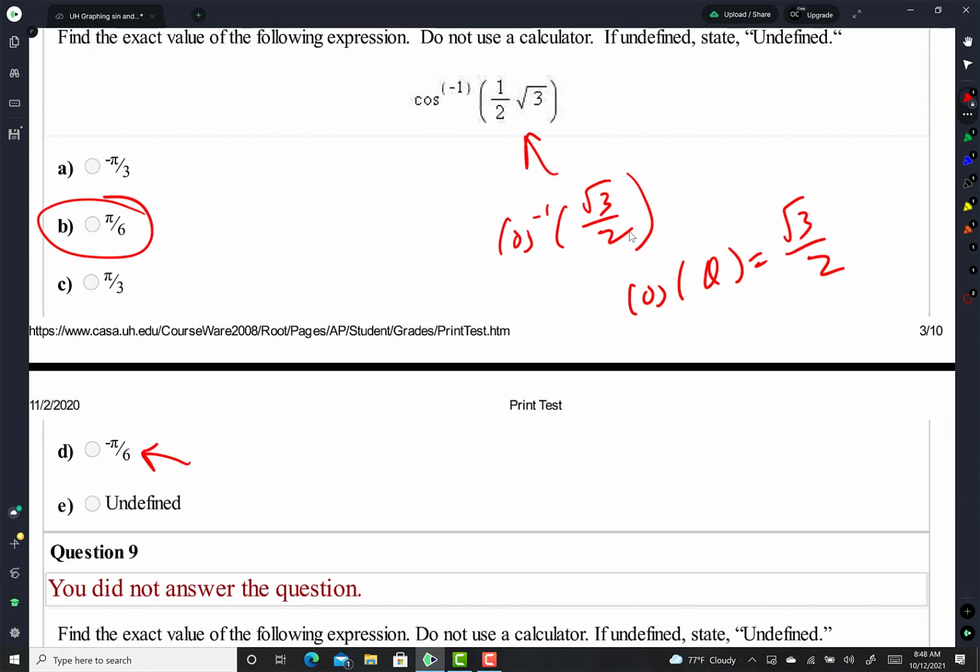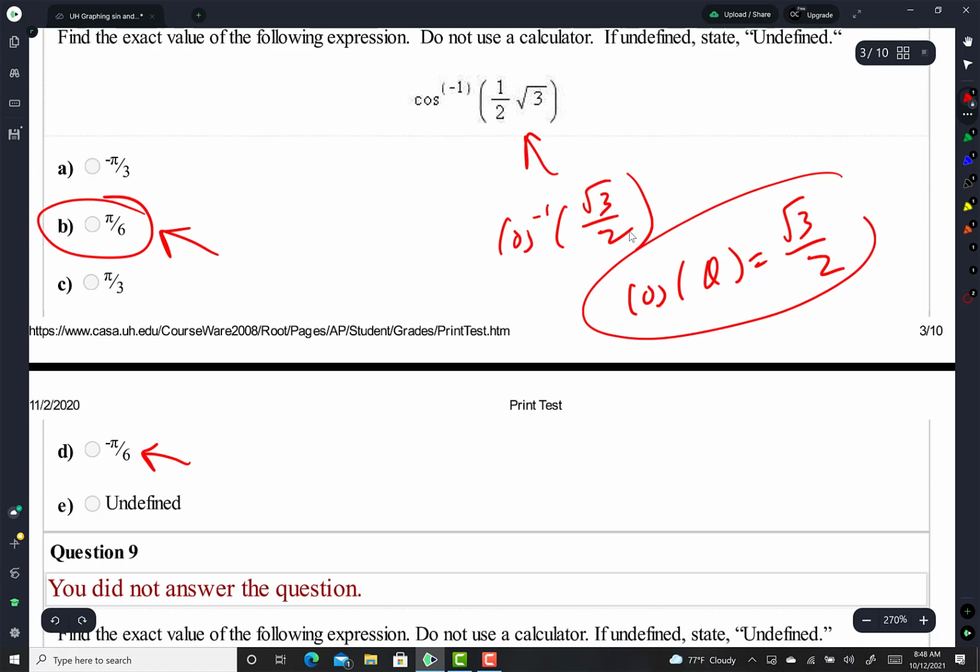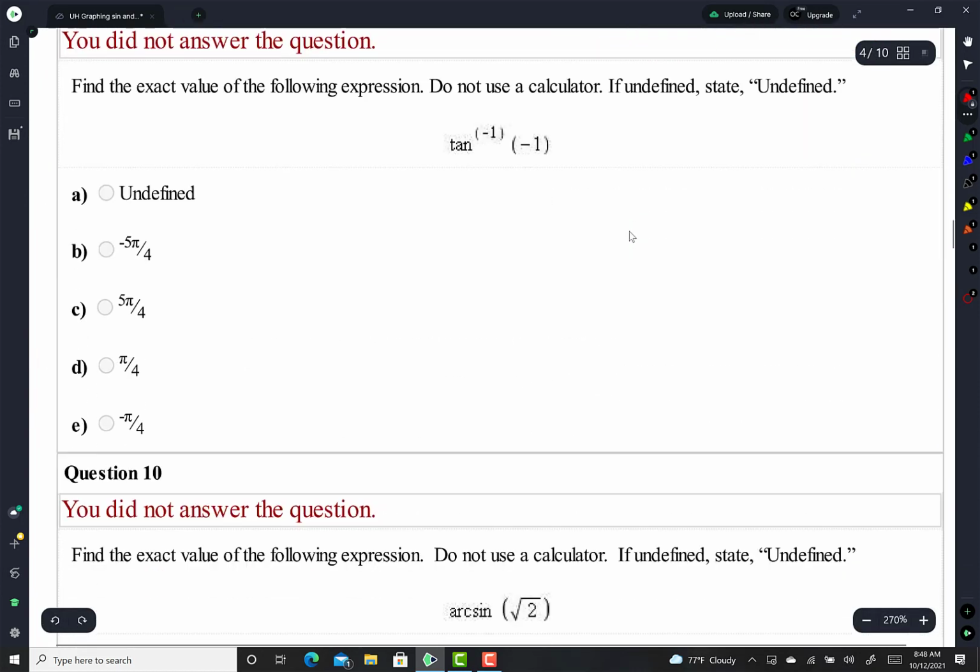That actually would be a true answer, but we're talking about the terminal branch, and we haven't talked enough about that. So it's the pi over 6 one. And negative pi over 6 is also the same cosine value, square root of 3 over 2. But the more correct answer is letter B. We'll talk about that when we start talking about inverse trig, when we start talking about graphing.